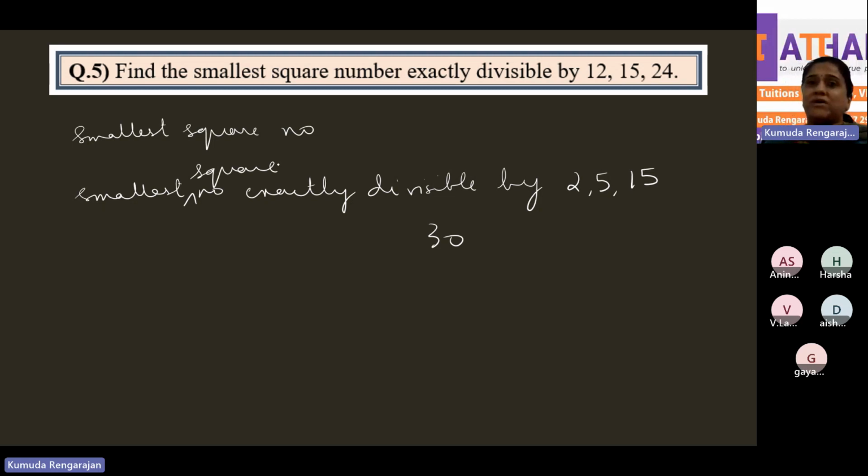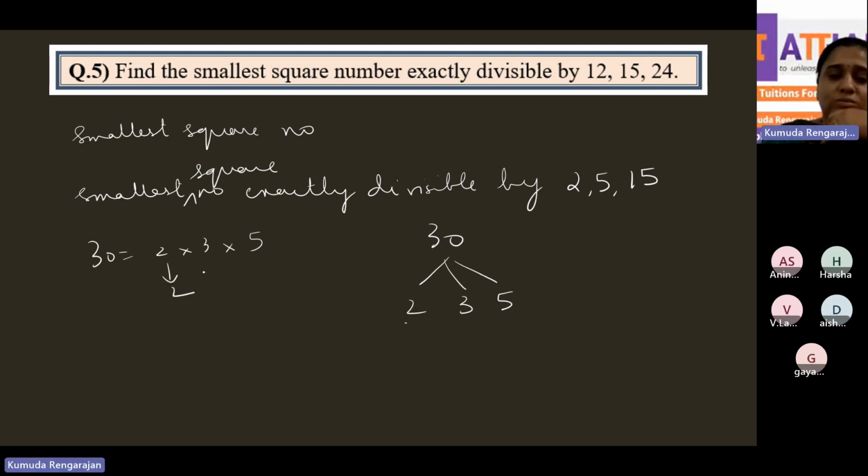What is the smallest square number? For that, just one more step. What are the factors of 30? 2 3s are 6, 6 5s are 30. Now, if the number has to be a square number, then every factor should occur in pairs. But 30 is 2 into 3 into 5. There's only one 2, one 3, and one 5. But if it should be a square number, it has to occur in pairs, right?